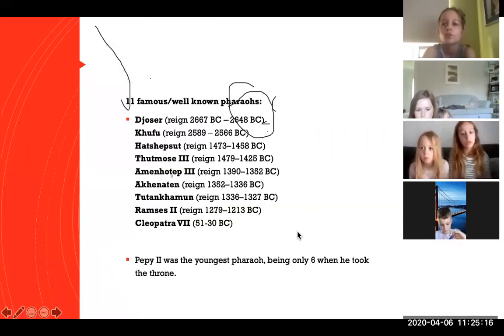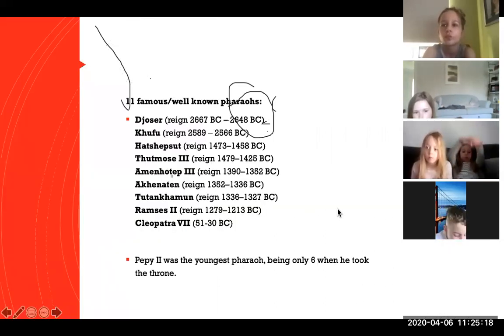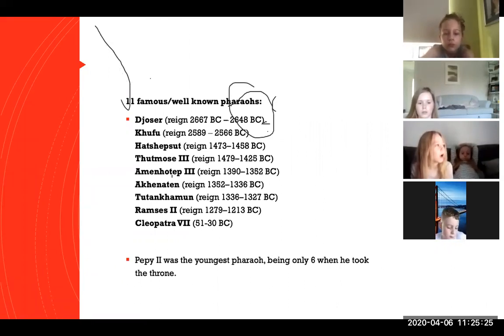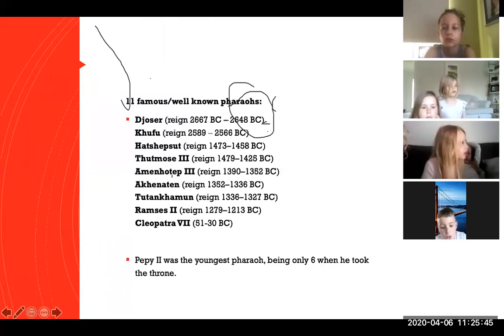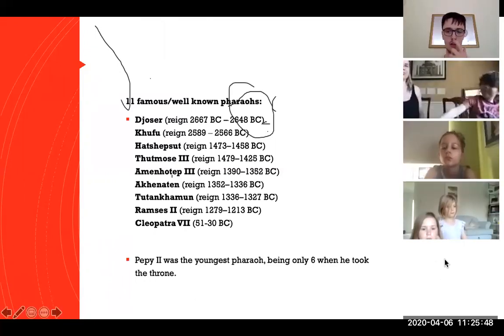Now, there are lots and lots of pharaohs, but 11 famous and well-known pharaohs are those on that list. So if you'd like to do a bit of extra research, you can. We're going to have a look at two. I've added a 12th pharaoh down the bottom, which was Pepi II, because he was the youngest pharaoh, and he was 6 when he took the throne. So if you could imagine being 6 and being king of a country, that's what it would have been like for him. So he was suddenly king or pharaoh of a whole country, and he was only 6 years old. So that was a little bit crazy.